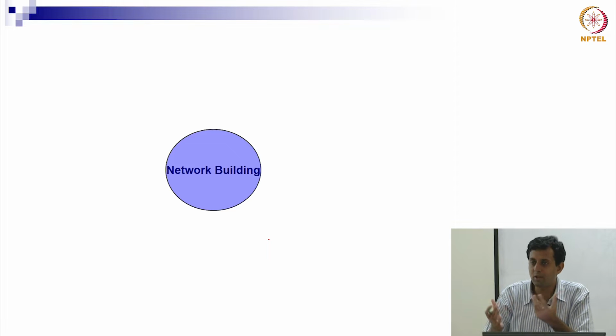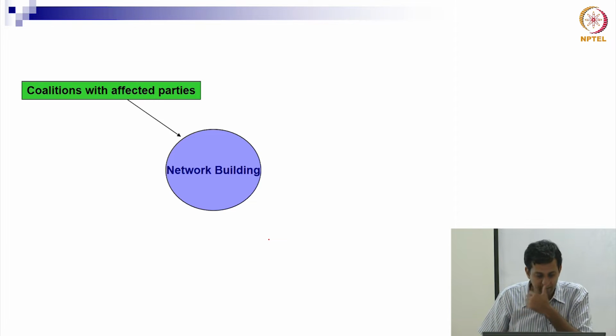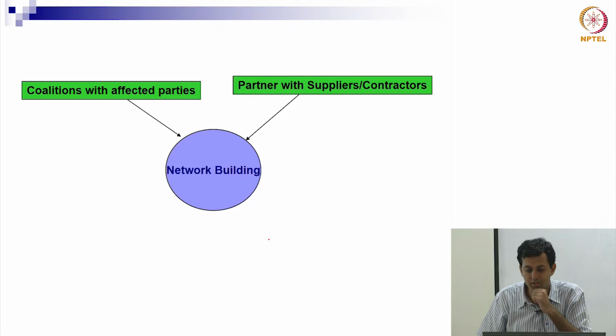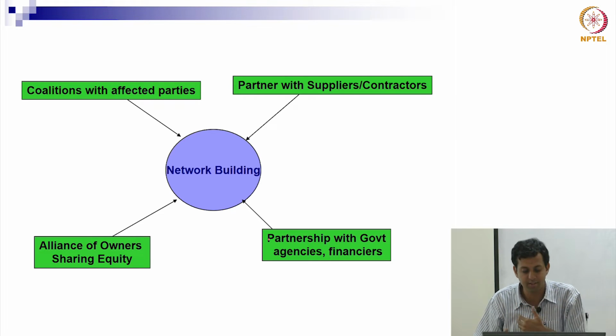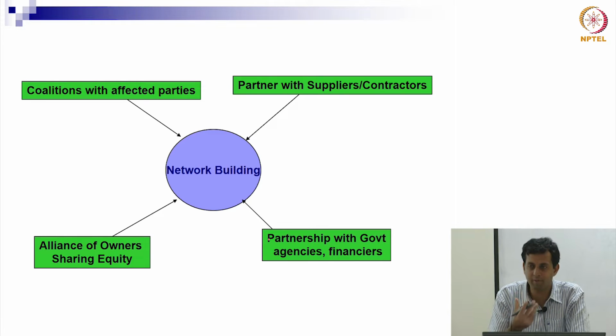The second thing is, how do we build those networks? How do we build those coalitions of stakeholders? Okay. So we build these coalitions with affected parties, suppliers, contractors, government agencies, financiers, promoters of the project, etc. And this is where a lot of the stakeholder mapping, social network analysis, all of that comes into play. So after we have this data, we really need to start building these alliances.